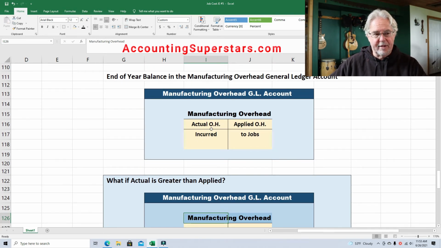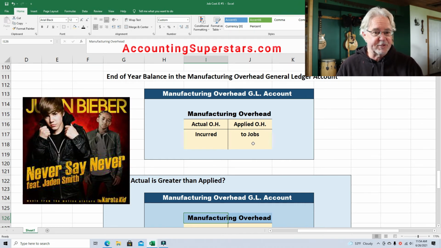So as you have already heard a couple of times, the left-hand side is the actual overhead incurred. Whenever they have property taxes, insurance, indirect labor, indirect materials, it goes on the left-hand side. And when they apply the overhead to jobs, it goes on the right-hand side. So the left-hand side is numbers coming in, and the right-hand side is numbers going out. It would be really great if it equaled. It'd be a miracle, actually. It never equals, but we need to force it to equal.